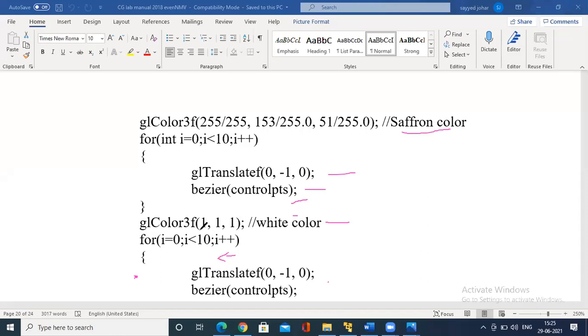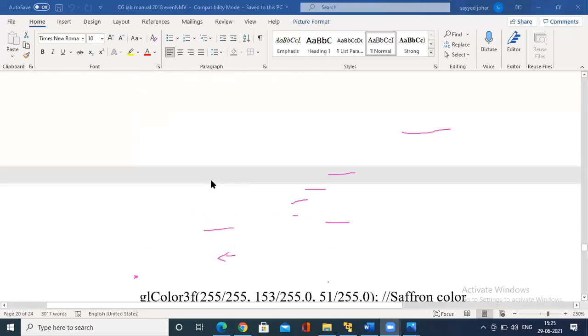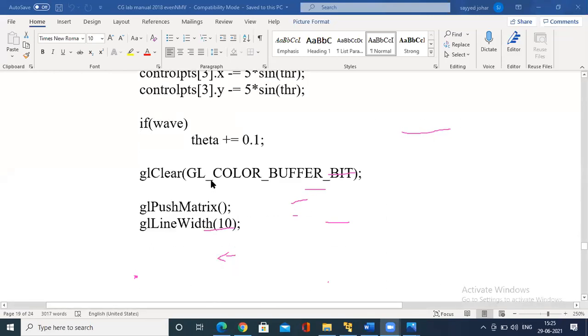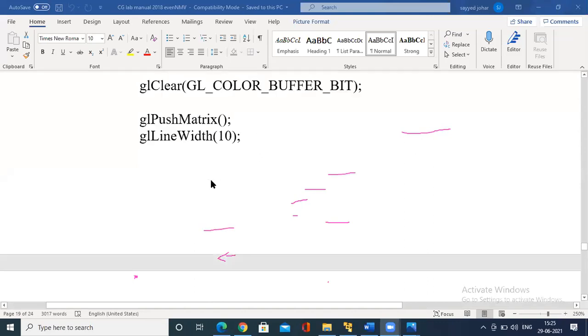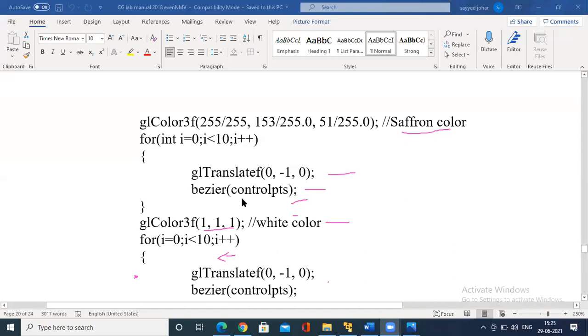White color, glColor3f, white color, draw the translate and Bezier control points. So you call Bezier control points three times. Again, using green color, translate, call the Bezier control points, then push matrix. So in between push and pop, last time when we did the teapot program, I explained why we use push and pop functions, right? So Bezier control points you would call with respect to the control points.